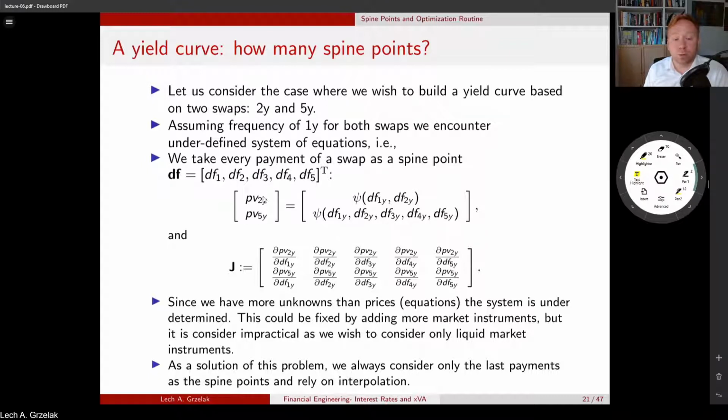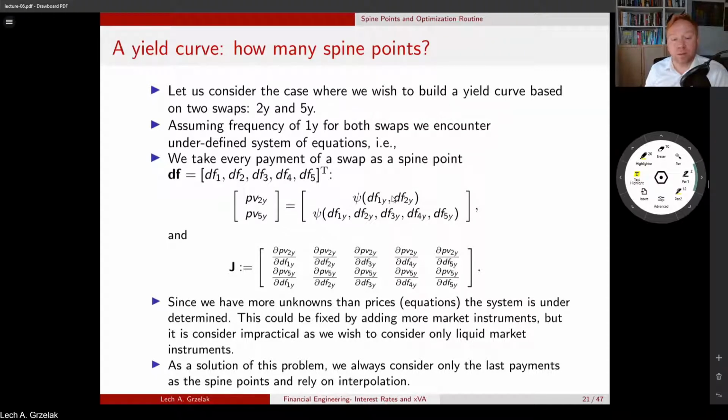So if you write down the PVs for the 2-year and 5-year swaps, the value of a swap, which I call just a function psi, will here depend on 2 zero bonds, at 1 year and at 2 years. For the second swap, we have 5 zero coupon bonds, 5 spine points. So we have a little bit of a problem here because, as you can see, we have only 2 equations. We have used 2 instruments to build the curve. However, the number of unknowns is 5.